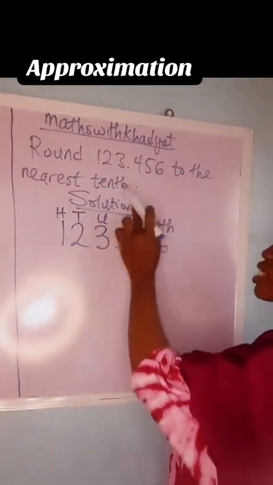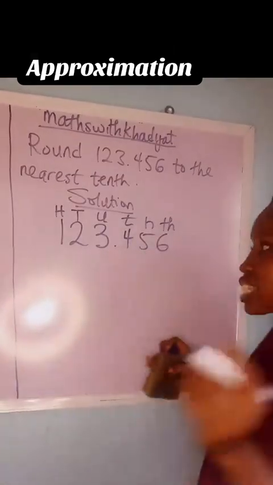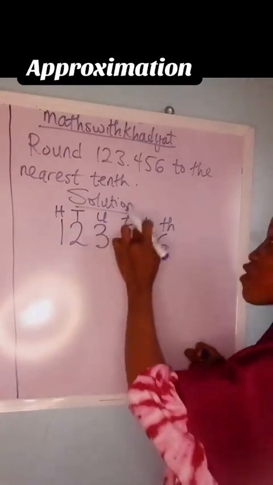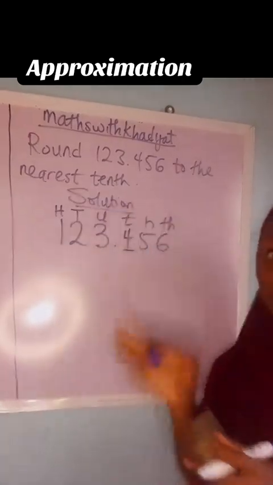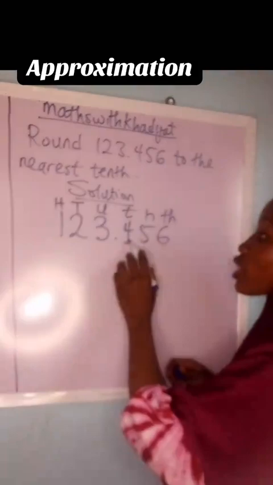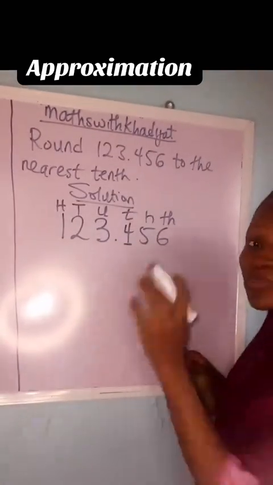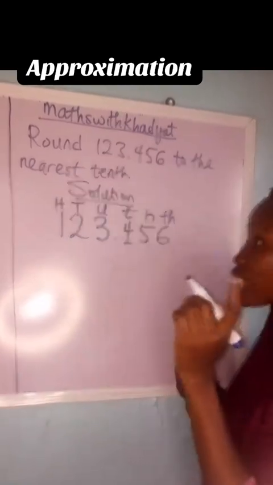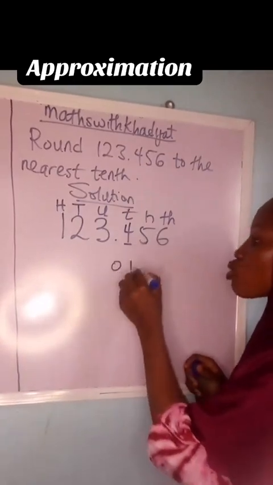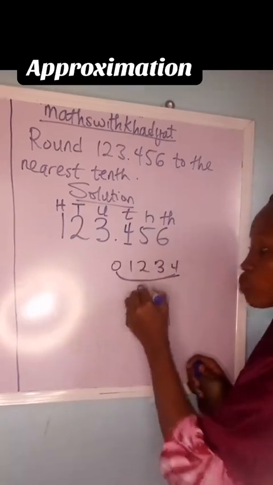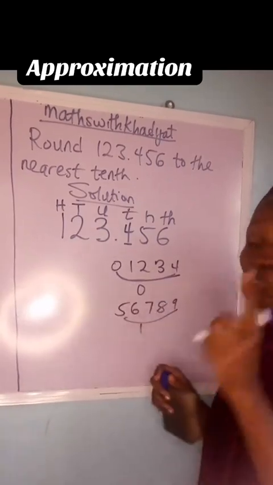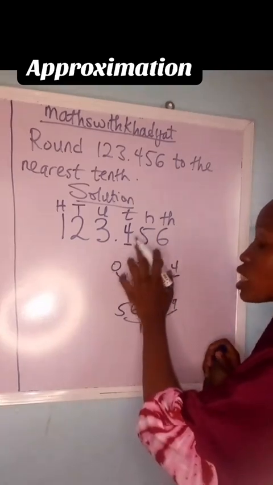Now go back to the question that says round 123.456 to the nearest tenth. Which is the tenth here? 4 is the tenth. Good of you. In the rule of approximation, you will need to use the next number after your target. Your target is the tenth. Any number from 0 to 4, you round off to 0, and any number from 5 to 9, you round it off to 1.